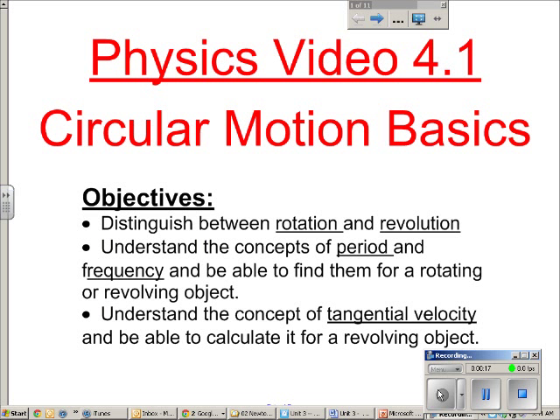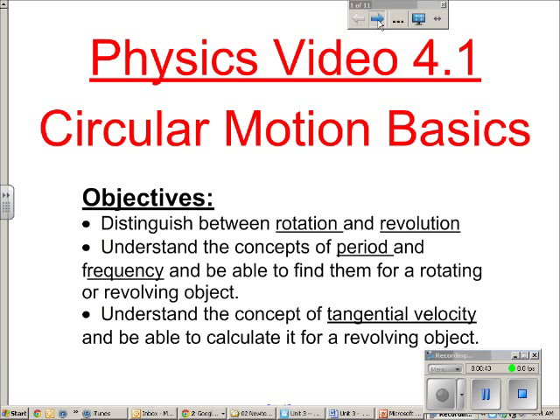You should, by the end of this video, be able to distinguish between the terms rotation and revolution. You should be able to understand the concepts of period and frequency and be able to find the period and frequency for a rotating or revolving object. And then finally, you should be able to understand the concept of what's called tangential velocity. Tangential is how you say that. And be able to calculate what the tangential velocity is for a revolving object.